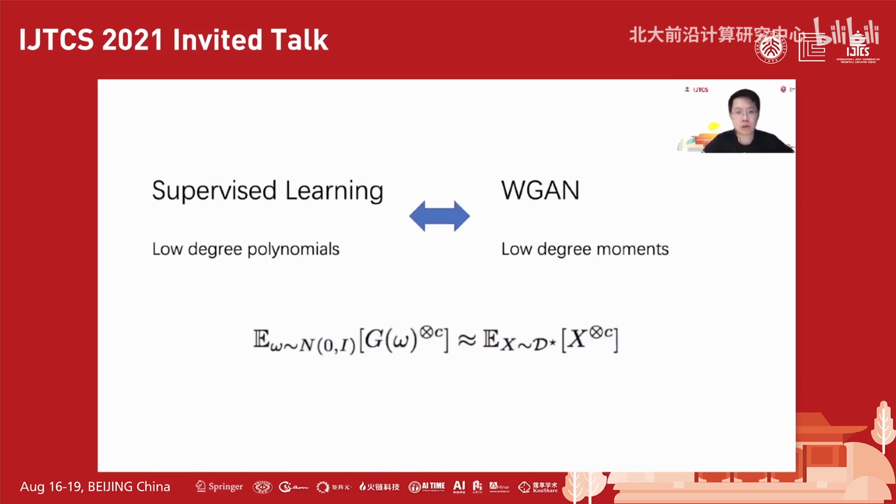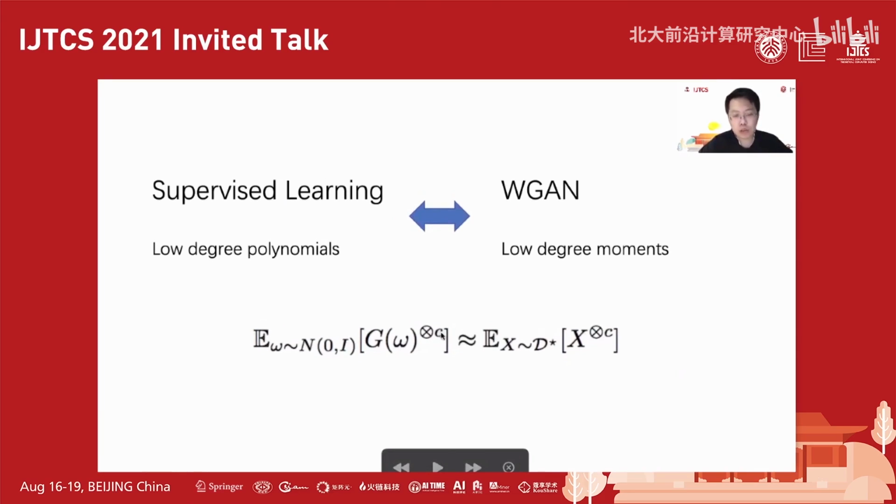So we can simply think about some connections between them. In supervised learning, the neural networks will learn the low-degree polynomials at the early stage. So we may ask, in Wasserstein GAN training, whether the generator network or the discriminator network will tend to fit the low-degree moments at the earlier stage of training. Yeah, the low-degree polynomials and the low-degree moments fit perfectly with each other.